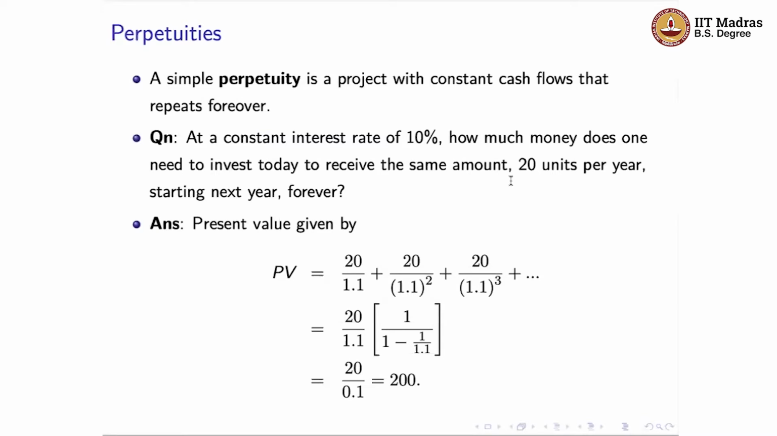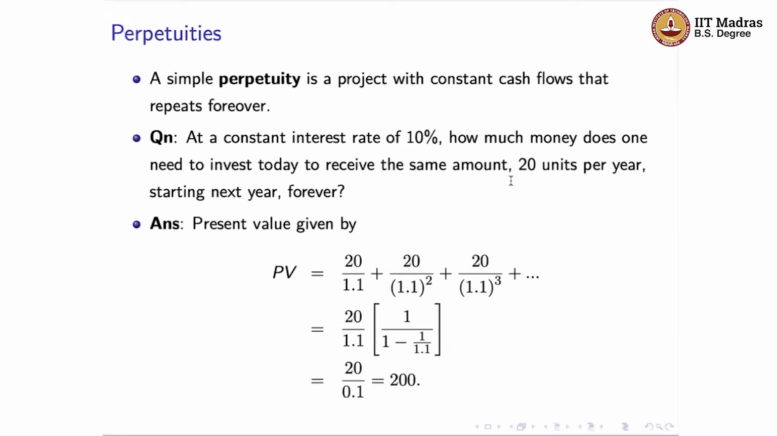So let's do a calculation to see how this works. Imagine that you have a constant rate of 10%, which is going to be the same forever. And the question is, at this constant rate of interest, how much money does one need to invest today in order to receive the same amount, which is 20 units per year, starting next year, forever, right? If we think conceptually, we already know the answer to this question. Figure out the present value of a stream of payments which begins next year, equal to 20. The year after that, it's 20, and so on. Then discount it appropriately and sum it up, right?